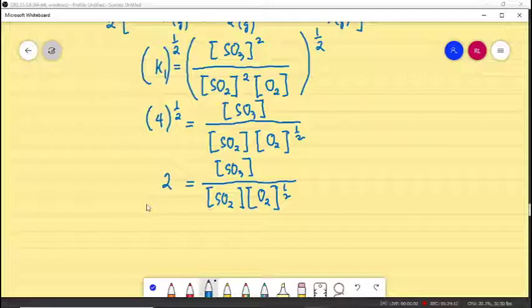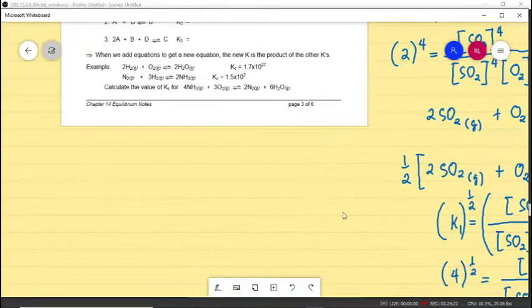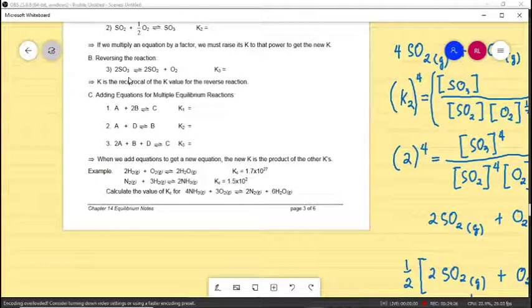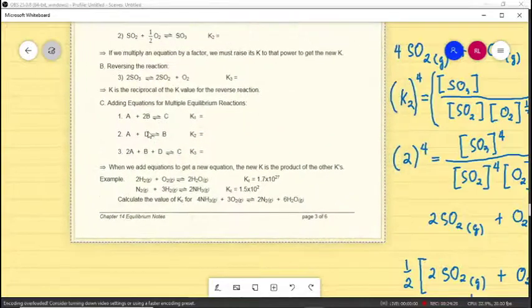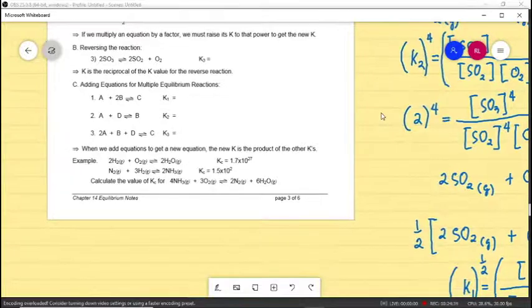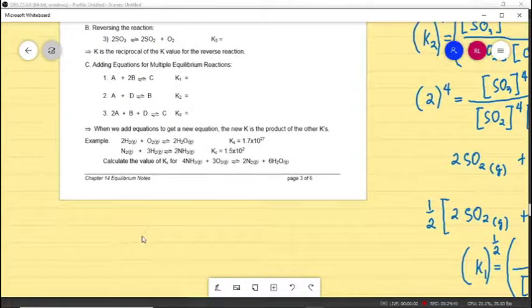Okay, now how about if we reverse the reaction? If you are going to reverse the reaction, what will you do with the K? All you have to do is to get the reciprocal of your K.